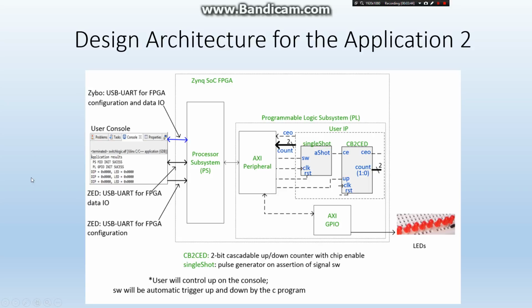So as you can see here, you have an overview of the project, and the user will control it from the console, the switch will be triggered up and down automatically, and all we have to select on the console will be whether the counter is operating in up or down mode, and then the C program does everything for us. So this is the end of this introductory presentation, and then we'll have to start to design stuff on Vivado now.